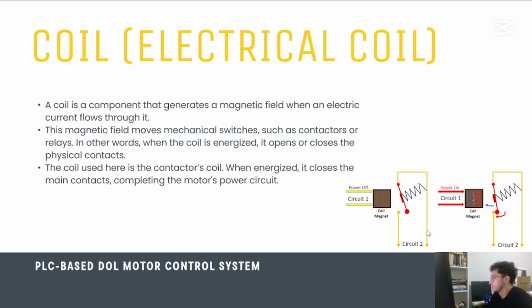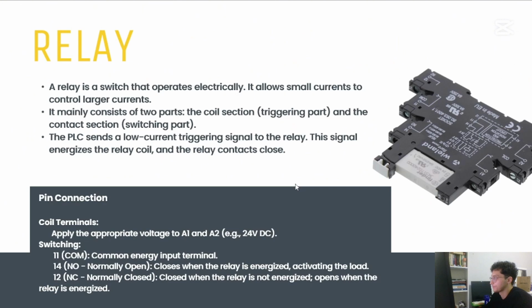As you can see in the figure, when the coil is energized, it creates a magnetic field that pulls the contact closed. This closes the circuit and enables the flow of electricity. For this project, the coil used here is the contactor's coil. When energized, it closes the main contacts, completing the motor's power circuit.